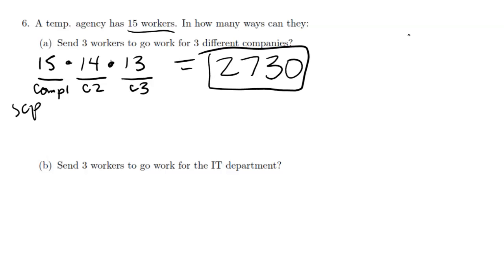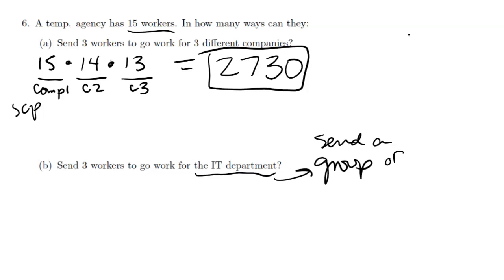Now, how is this different from part B? Part B says send 3 workers to go work for the IT department. So are the people really doing something different? Well, no, they're just all doing the same thing. So it doesn't matter the order I pick them in, it just matters who I am sending. Because they're all going to the same thing, this is really just a group of people. So send a group of 3 from, we have to think about how many people we have to pick those 3 from, and it'd be the total number of 15 workers.